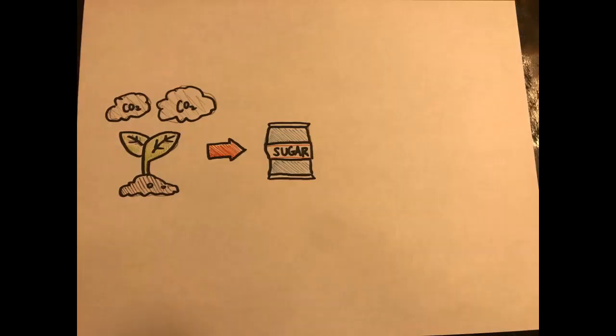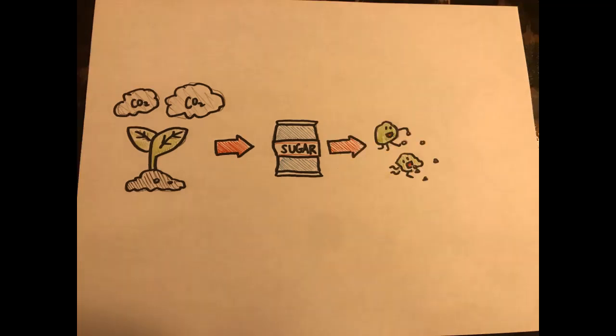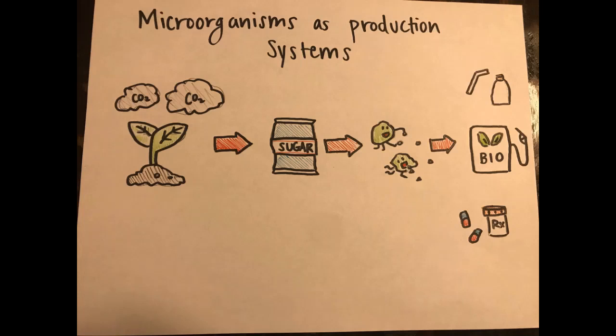How do we do that? Our first step is using plants. Plant biomass sequesters carbon dioxide and converts that into sugars. We can extract that sugar and feed it to specifically engineered organisms to produce our products of interest. And here, we're using microorganisms as a means of production systems.